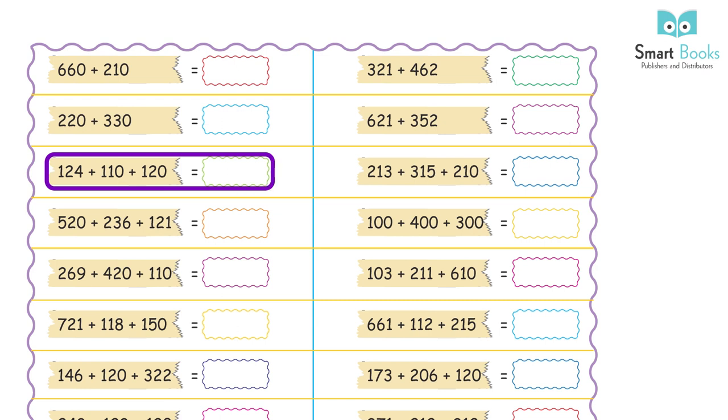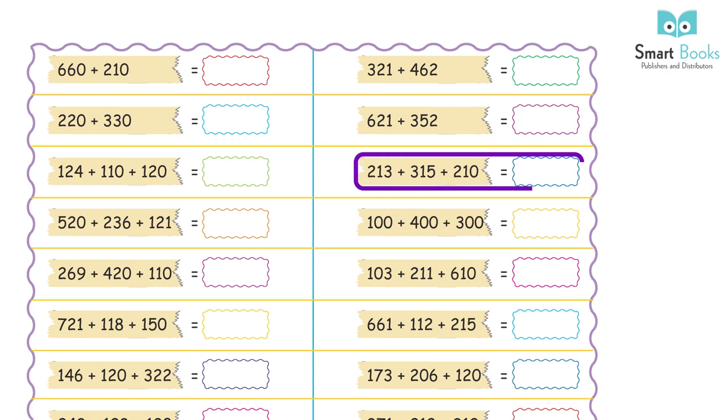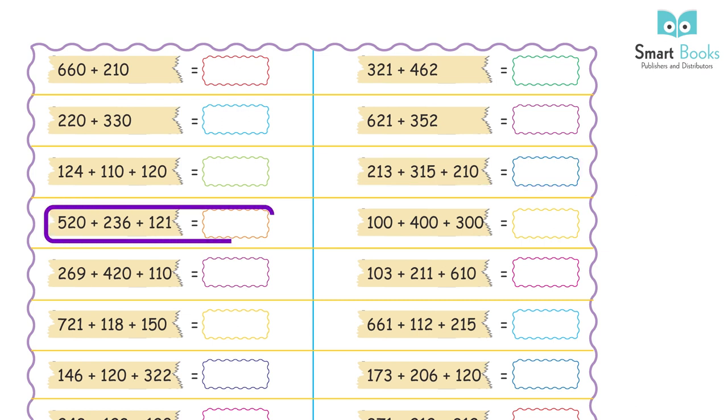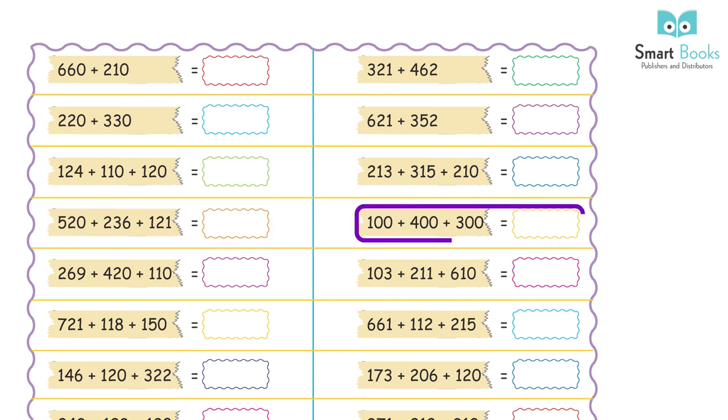124 plus 110 plus 120 is equal to 354. 213 plus 315 plus 210 is equal to 738. 520 plus 236 plus 121 is equal to 877. 100 plus 400 plus 300 is equal to 800.